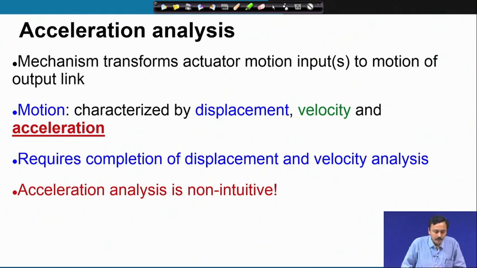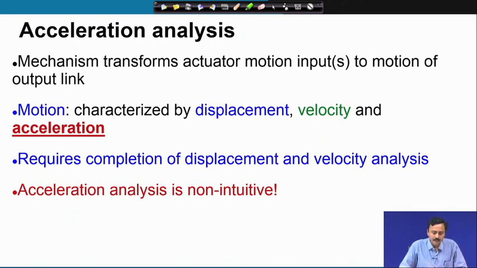Let us review the things we had discussed before. We know that a mechanism transforms the actuator input motion to the motion of the output link. Now, motion, as we know, is characterized by displacement, velocity and acceleration, and in these lectures we are now discussing the acceleration part. We have already discussed the displacement and velocity analysis of mechanisms and robots. This acceleration analysis will now require the displacement and velocity analysis as a starting point.